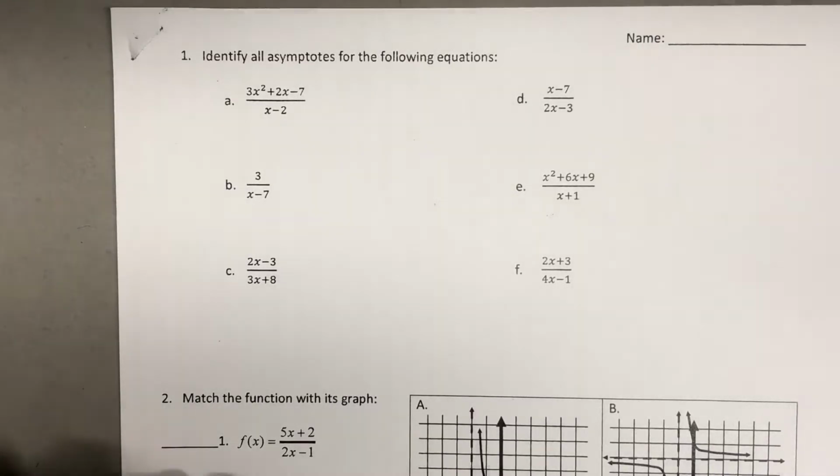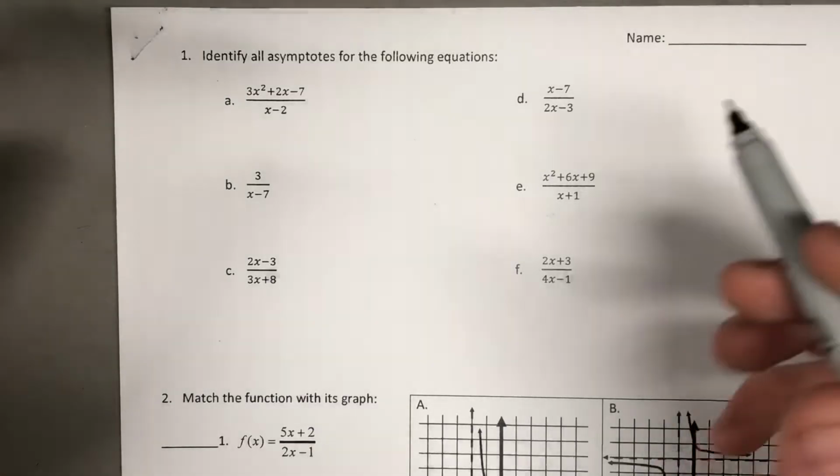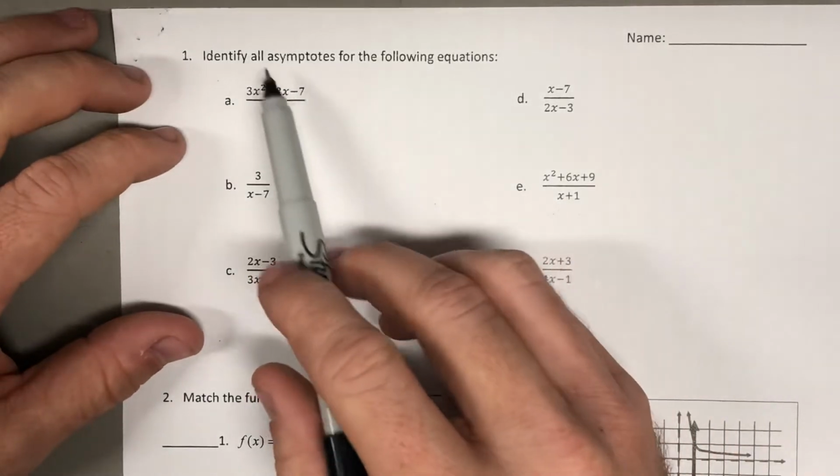Okay, the end of the unit review. I'm not going to go through all these questions. I'm just going to go through a couple. So for this one, identify all the asymptotes.